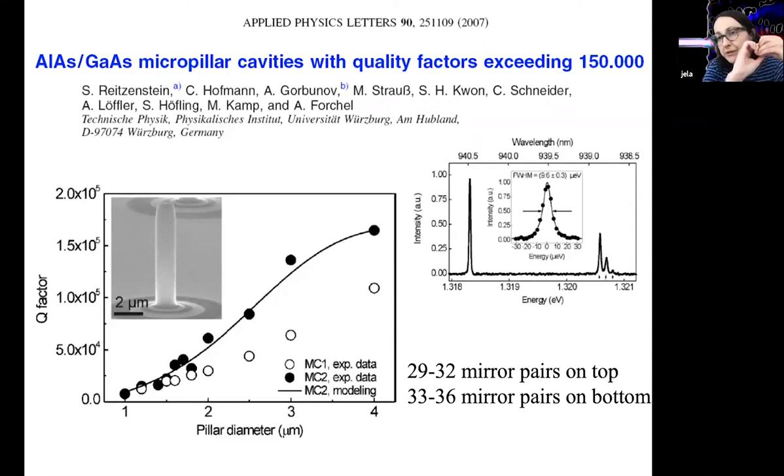I mean, you can still build resonators, right? But where would photons go? Both sides. Both sides, right? So when you build a laser or single photon source, you actually want your photons to primarily go upward, which is why you put more mirror pairs at the bottom. Does that make sense? Okay.